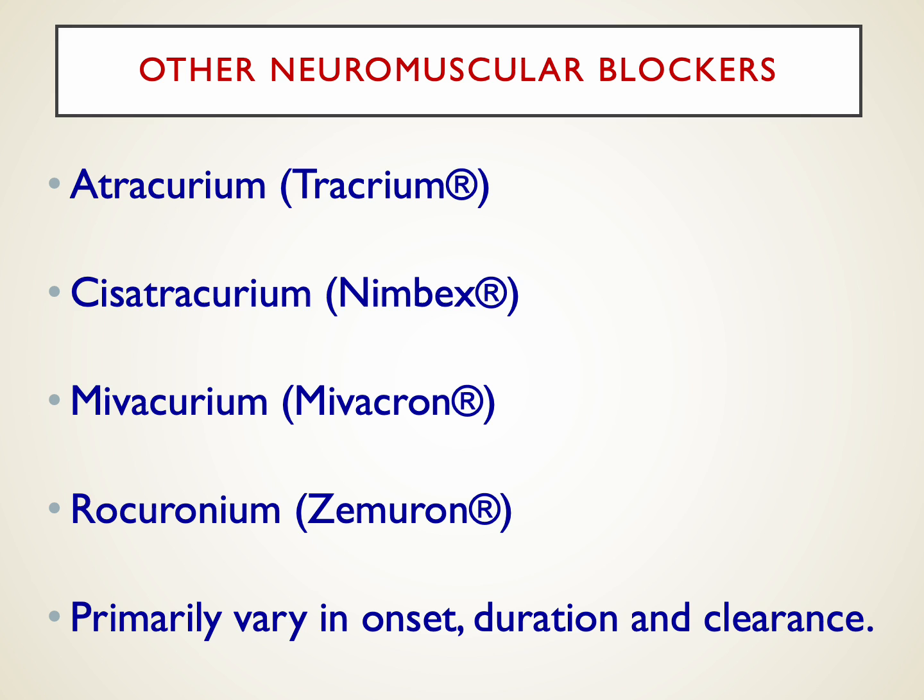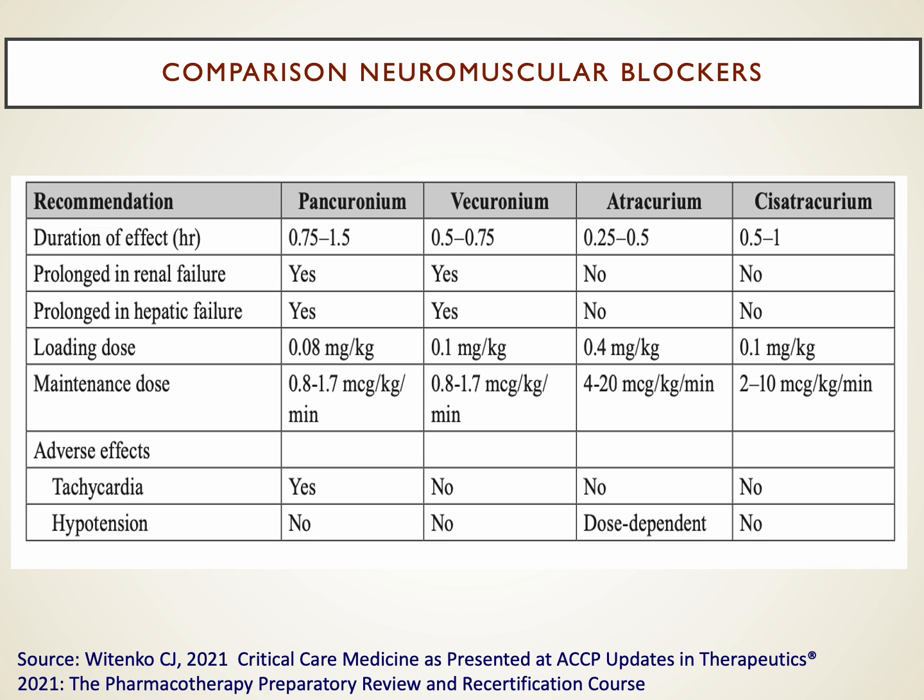There are other neuromuscular blockers that vary based on their onset and duration of action, and you'll see any one of these agents used. You could see atracurium, cisatracurium, mivacurium, rocuronium, and the choice of these agents really, we tweak them based on their onset and duration of action. So here's a table that compares some of the more common agents with their pharmacokinetic and pharmacodynamic profiles and the doses that are used.